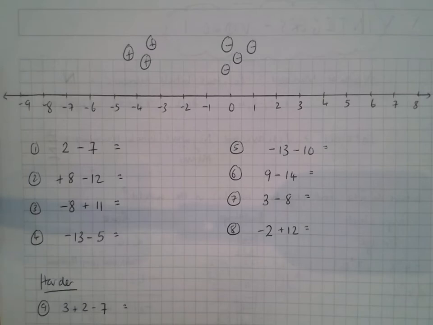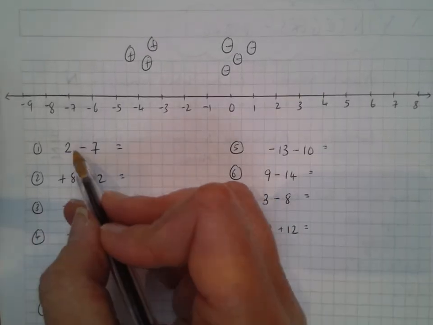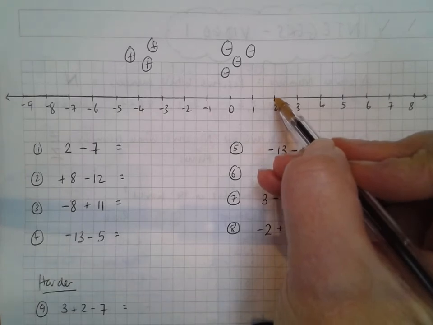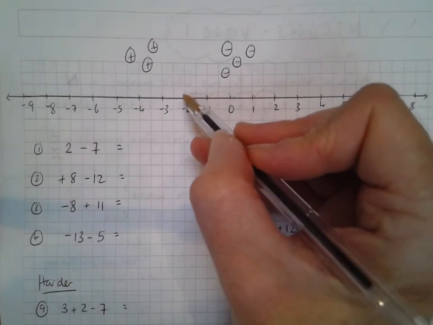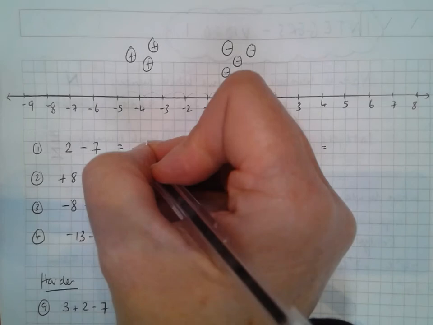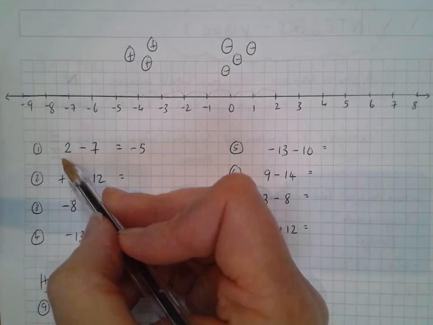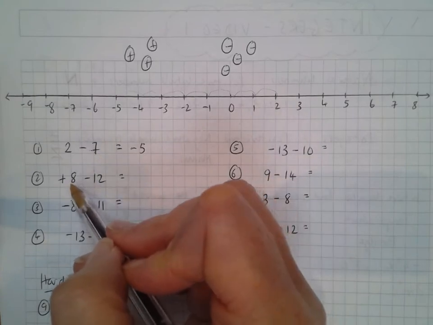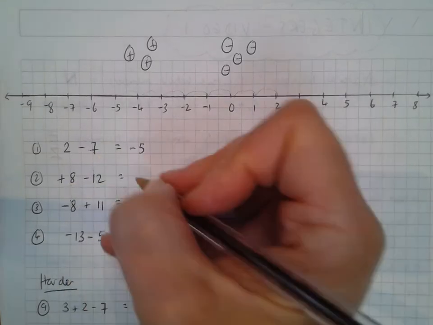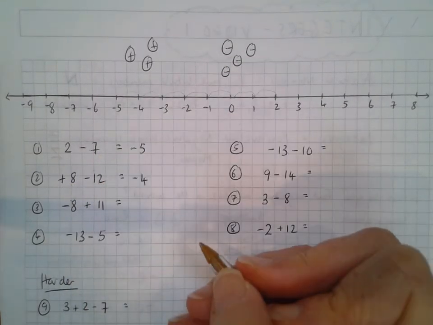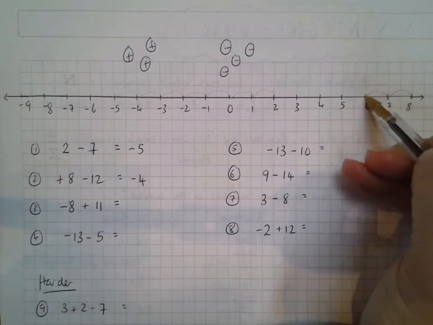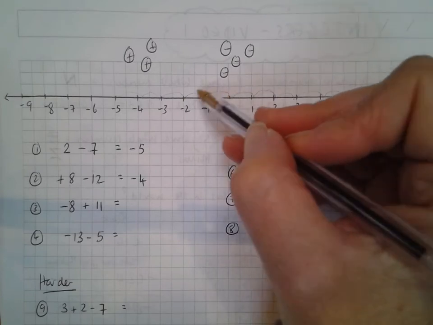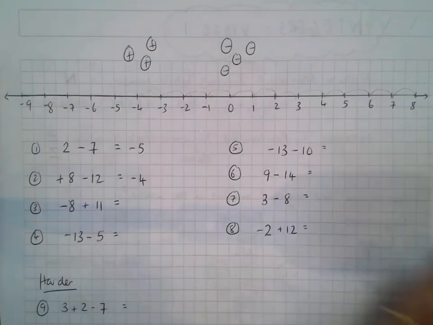Okay, have you tried them? So positive 2, negative 7. Start at plus 2 and move 7 spaces to the left. 1, 2, 3, 4, 5, 6, 7. The answer is minus 5. Our 2 positives fighting with 7 negs. The negs win by 5. 8 positives and 12 negs fight, and the negs win by 4. Or start at 8 and move 12 spaces to the left. 1, 2, 3, 4, 5, 6, 7, 8, 9, 10, 11, 12. And the answer is negative 4.